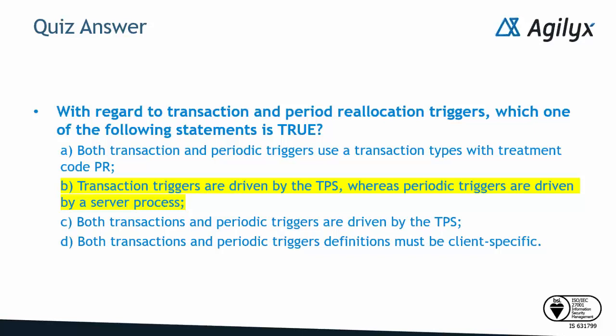B. Transaction triggers are driven by the transaction processing service, whereas periodic triggers are driven by a server process. So for periodic triggers, you actually have to run a process to post the periodic trigger transactions. Whereas transaction triggers, once you have defined them, will just post by themselves, because the TPS runs in the background. So that's just a fact. And I know some people might not use triggers or periodic triggers, but it's just some useful information.